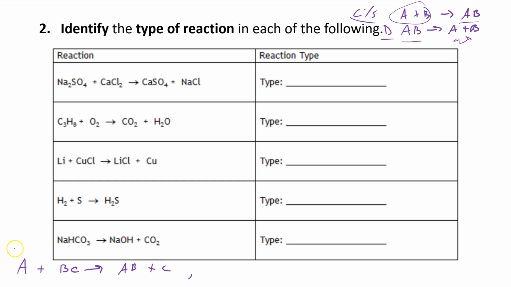Or we've got, so that's our single replacement, we've got AB plus CD, so we've got 2 compounds, right? And essentially all we do is trade partners. So we go AB plus CB, right? Or we have what's called a combustion reaction, which is just some sort of hydrocarbon and oxygen gas, right? Producing CO2 and water every time. All right, so we're going to use that as our pattern.